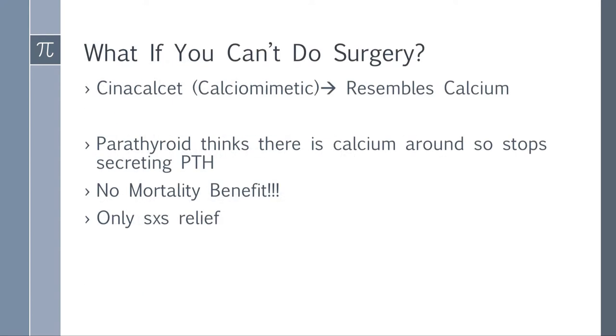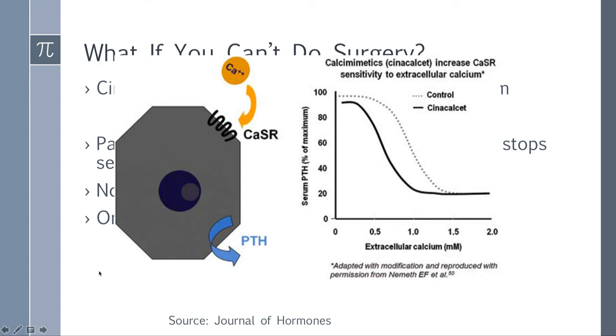What if you can't do surgery? It's not a very high yield topic for surgery, but it might show up on your internal medicine shelf, so we might as well just cover it here. Cinacalcet, which is a calcium mimetic, it mimics calcium, right? So your parathyroid thinks there's calcium around, so what is it going to do? It's going to stop secreting PTH. There's no mortality benefit, only symptomatic relief. And this is just a little chart that shows that your PTH levels decrease after administering cinacalcet.